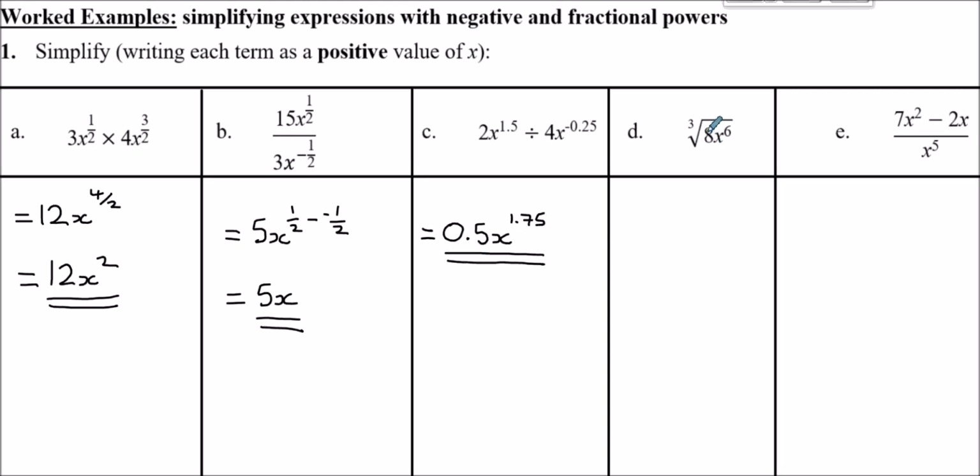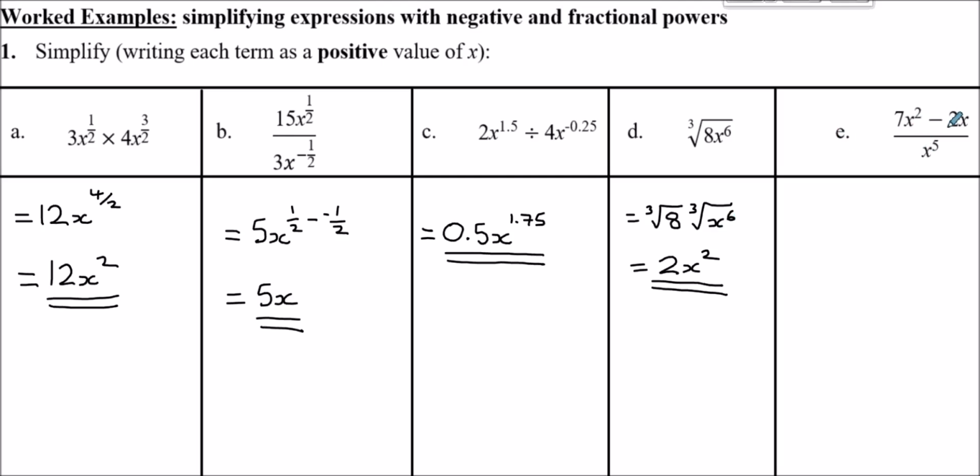Part D, cube root. So we're going to cube root everything inside here. So it's the same as the cube root of 8 multiplied by the cube root of x to the power 6. Cube root of 8 is 2. And we can think of the cube root of x to the 6 as x to the 6 to the power of 1/3. So 6 times 1/3, that would give us x squared. As a double check, just think about multiplying x squared by itself 3 times, you would get x to the power 6.